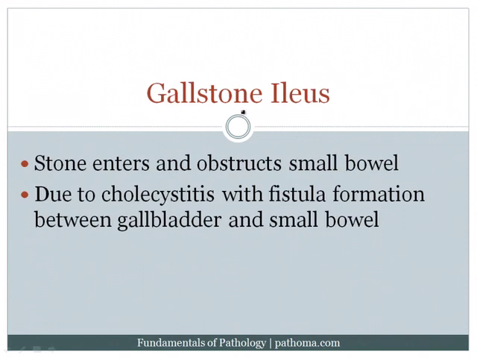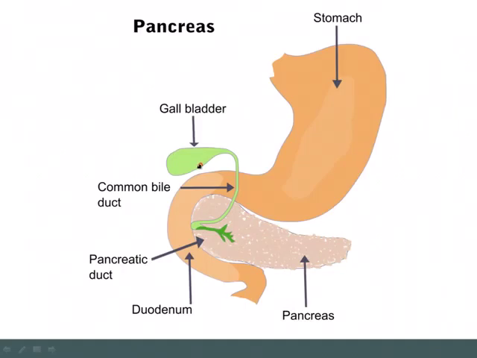Gallstone ileus is when a gallstone enters and obstructs the small bowel. Now, the way by which this occurs is that a patient has cholecystitis and then forms a fistula between the gallbladder and the small bowel. Basically, the idea here is that you've got inflammation of the gallbladder wall. This causes rupture of the gallbladder wall, and a fistula is formed between the gallbladder wall and the duodenum. Of course, large stones can then enter into the small bowel, which could potentially obstruct the bowel, and that would be called a gallstone ileus.